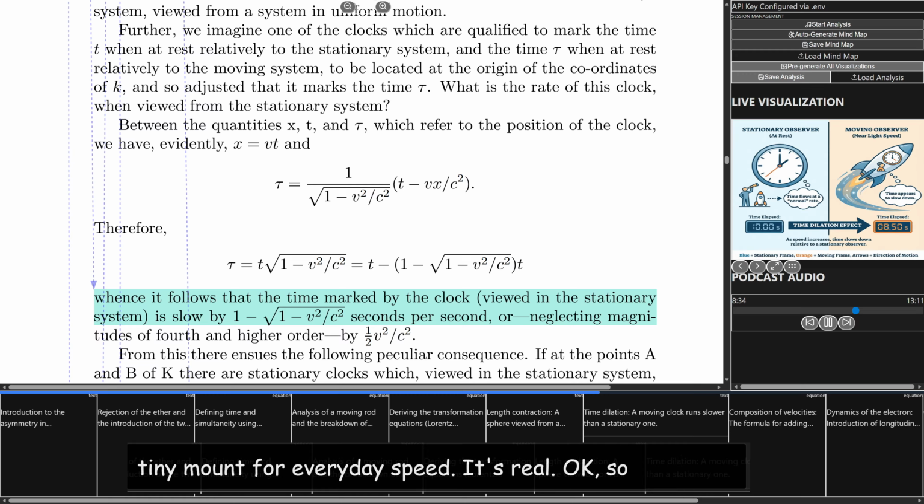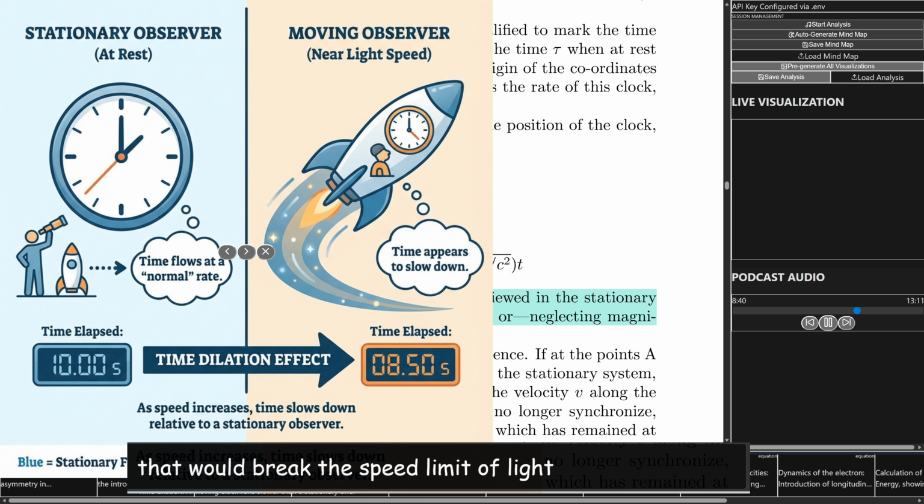Okay, so space shrinks and time slows. What happens when you try to add velocities? You can't just add them anymore, can you? No, that would break the speed limit of light. If you're on a train moving at velocity v and you throw a ball forward at velocity w, the total velocity that I see from the ground isn't just v plus w.